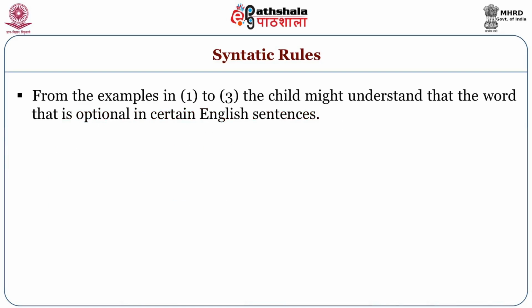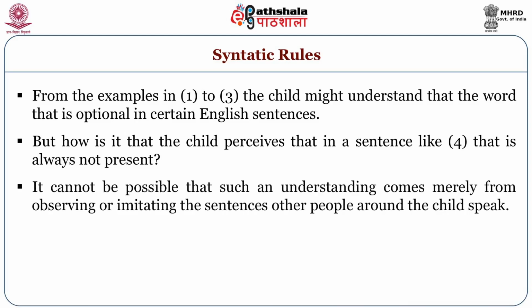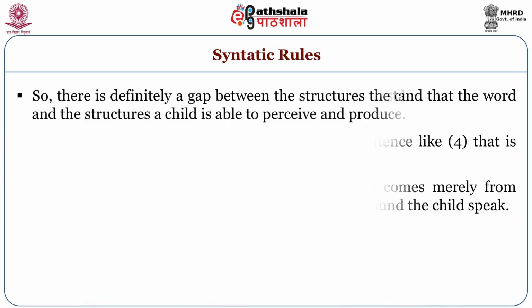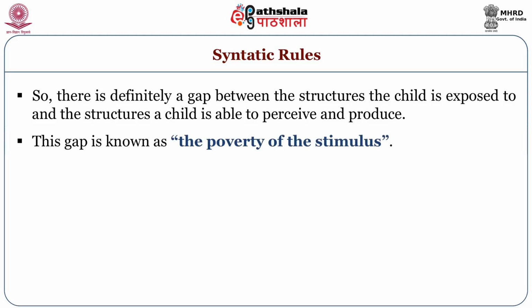Now, from these examples, from 1 to 3, the child might understand that the word that is optional in certain English sentences. But how is it that the child perceives that in a sentence like 4, that is always not present? It cannot be possible that such an understanding comes merely from observing or imitating the sentences other people around the child speak. So there is definitely a gap between the structures the child is exposed to and the structures the child is able to perceive and produce. This gap is known as the poverty of the stimulus.